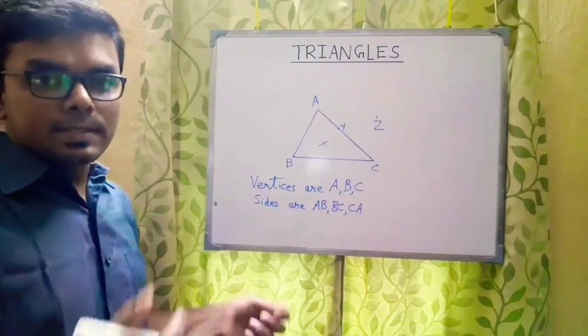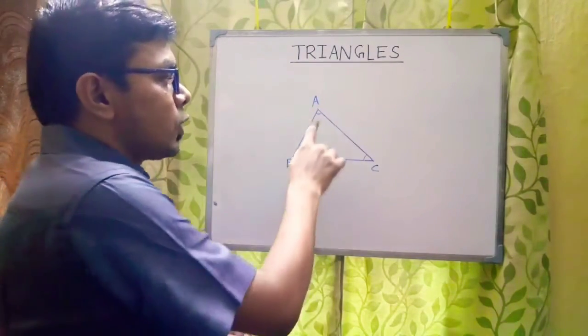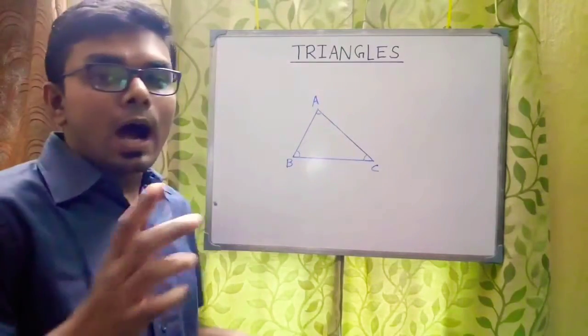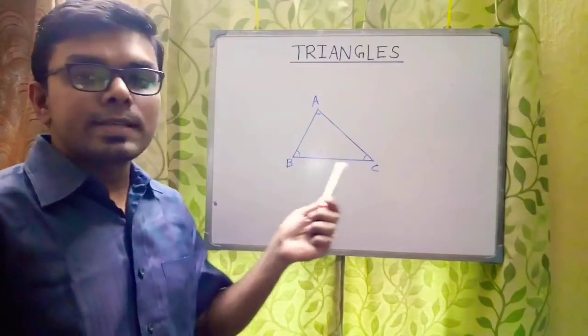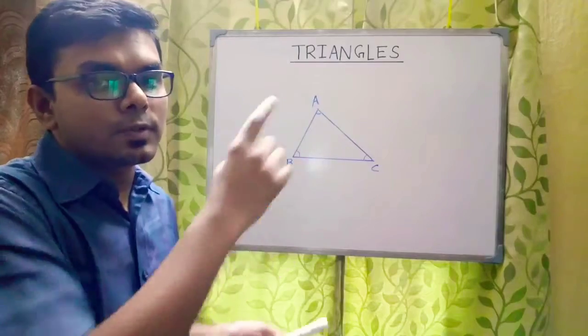Now we have something else. So let's move on to that. Now as you can see, I have drawn 3 arcs over here inside the triangle. Now arcs are small curves. Okay. Now why are these arcs drawn? These arcs represent 3 angles of the triangle.